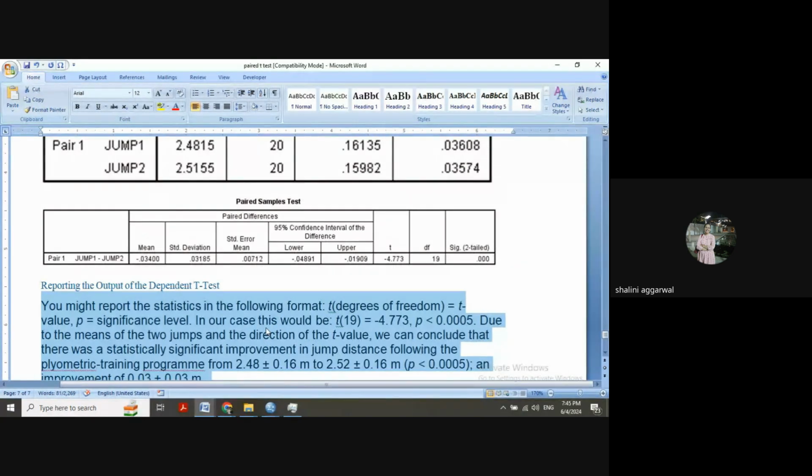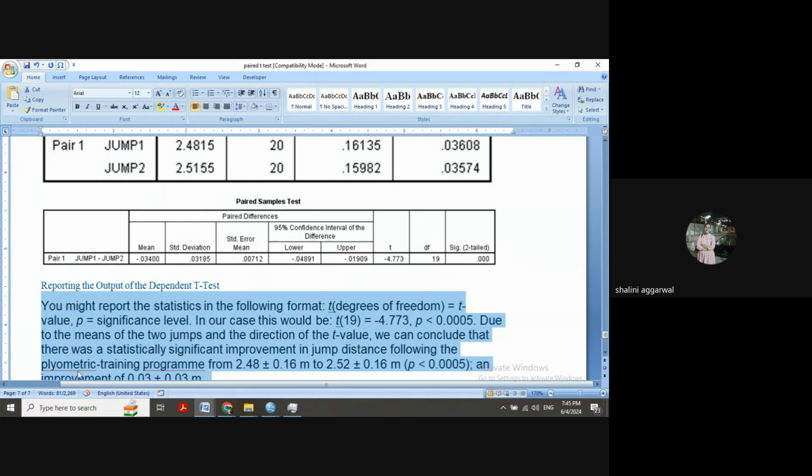Just now I showed you the independent sample t-test. So similarly, you can report the result. How do you report the result when you have carried out the paired sample t-test? This is how you have to report it. T, degree of freedom is equal to this t value. Can you see this? And P value is less than 0.005 due to the means of two jumps. Here, this is another example. So that is why I'm telling you.